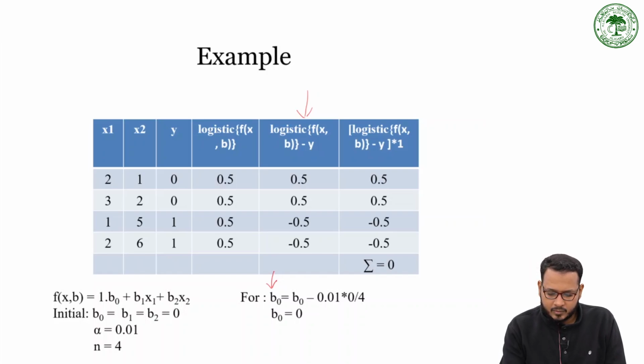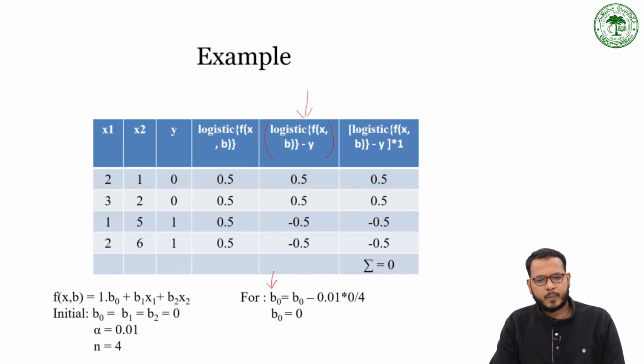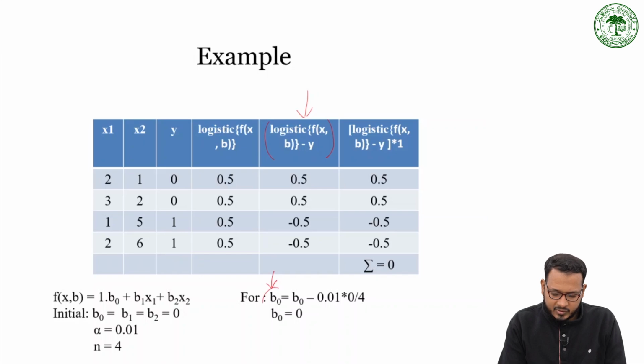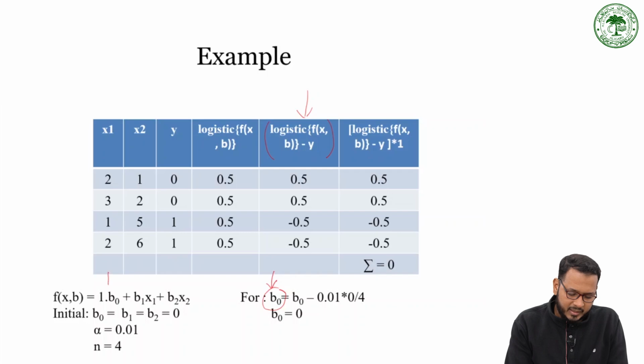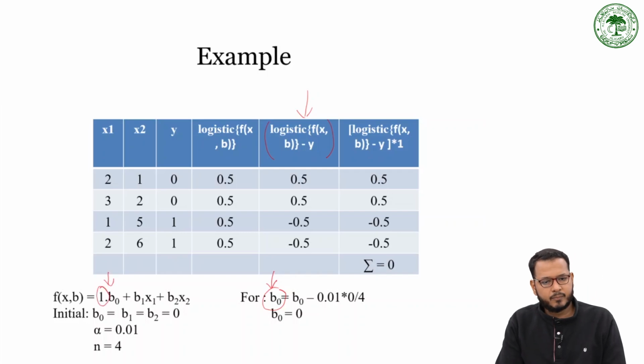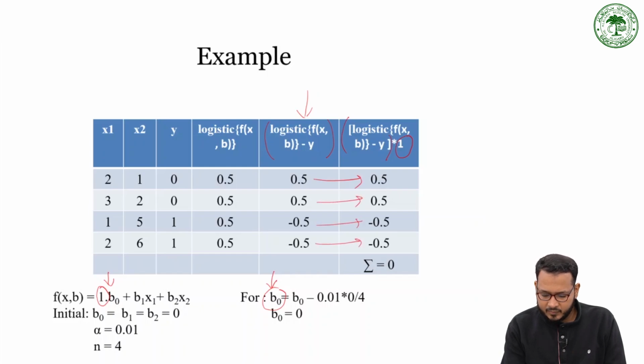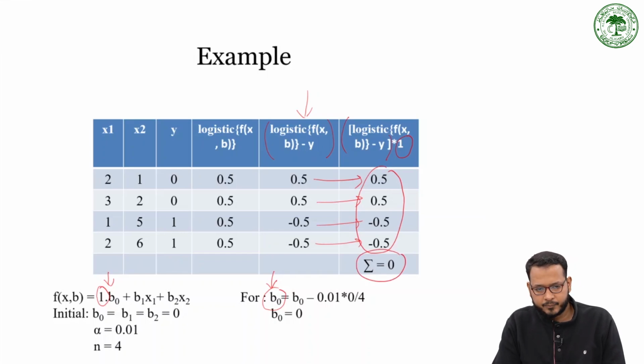Once we have calculated this expression, we will multiply it with the multiplier of B naught, because right now we are calculating B naught. If we follow our function, the multiplier of B naught is 1 here. That's why we will multiply this expression with 1 for each of the examples. As you know, multiplying with 1 will not make any difference, so the values will remain the same. Finally, we will calculate the sum of all of them, which turns out to be 0.